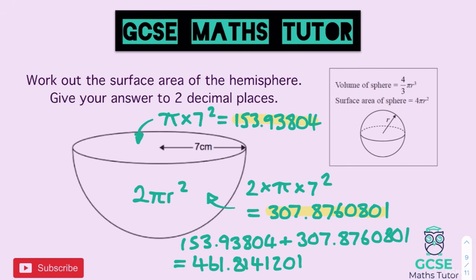461.8141201, and we just want to round that to get our final answer, so I'll chop that after the 8, after the 1 there, and we get a final answer of 461.81, and that is in centimetres, so centimetres squared. And there we go, that is the surface area of our hemisphere.